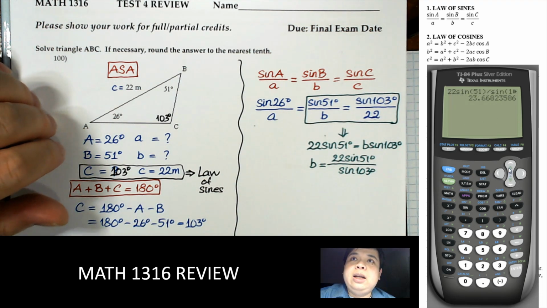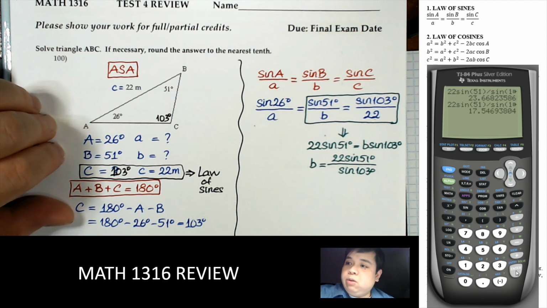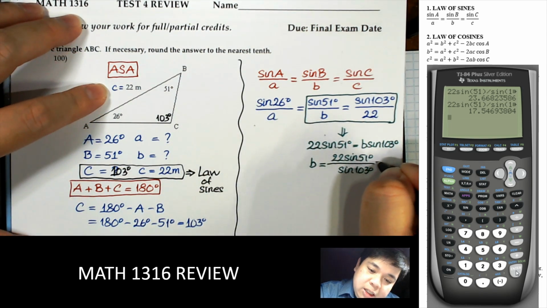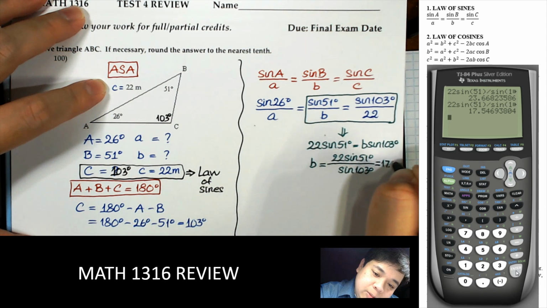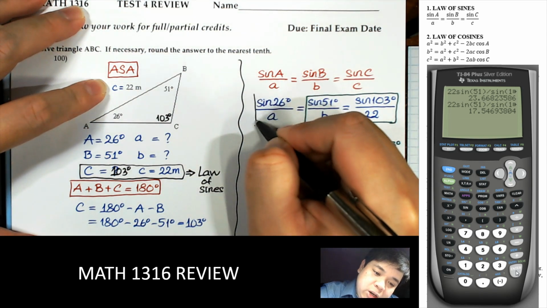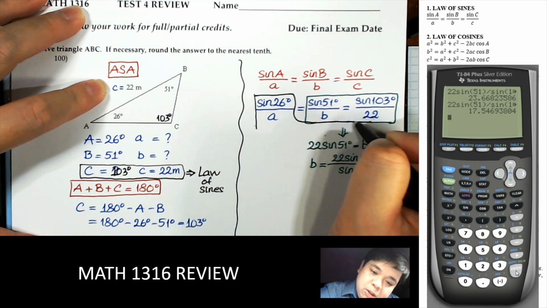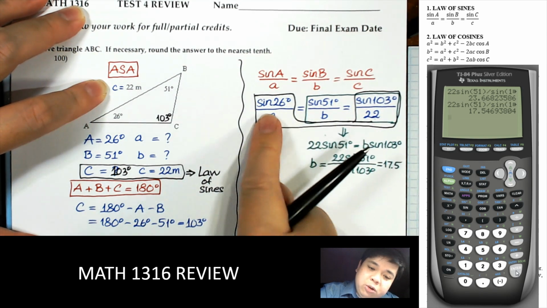Right. Now let's just go there, copy and paste. So that's 17.5. We round to the nearest tenth. So side b is 17.5. So we use this ratio to find b, and then we can use this ratio, the first and the last here.